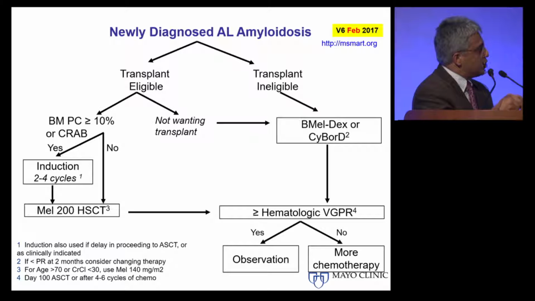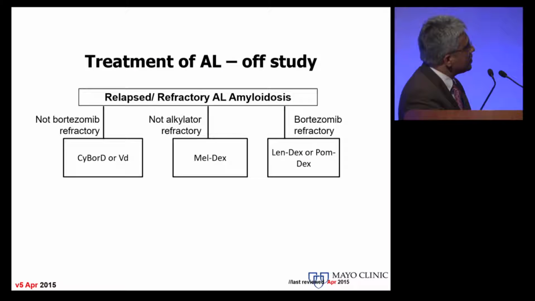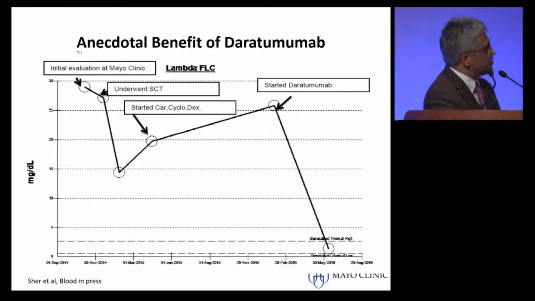And in all these situations, it has to be taken in the context of the organ involvement. Somebody with significant cardiac involvement, maybe we want to try and get them to a complete response and not just stop at the very good partial response. So this is for patients who have relapsed disease. And you can see here again, we are relying mostly on bortezomib-based therapies, and also in some of these patients who are bortezomib refractory, we can look at IMiD-based therapies.